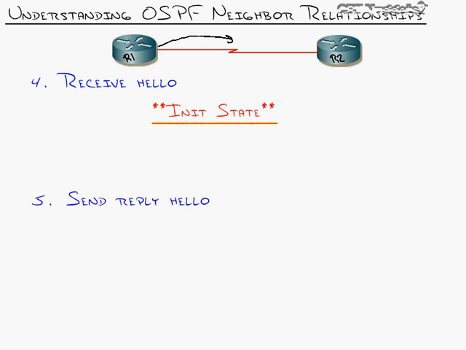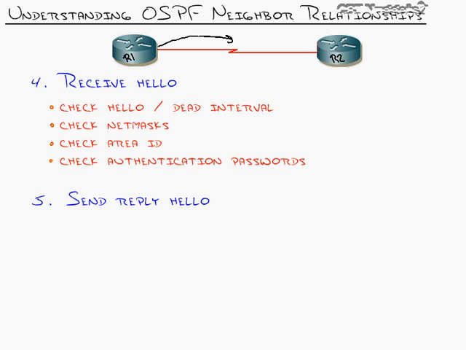First, it starts with down, when it hasn't received any hellos. Init means I've received a hello, but it doesn't mean that we've formed a neighbor yet, because after it receives a hello, it has to check. Do I have the same hello and dead interval as you? Do I have the same network mask on my interface? Are we in the same area? Do we have the same passwords? Because if any of those are off, I can't be your neighbor.